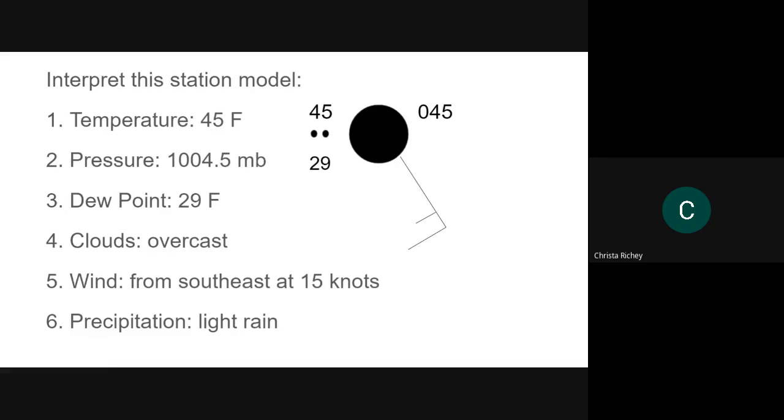I don't have the amount of precipitation or the barometric tendency on this one. I also don't have any visibility issues with this one. I said they don't always have everything on now.